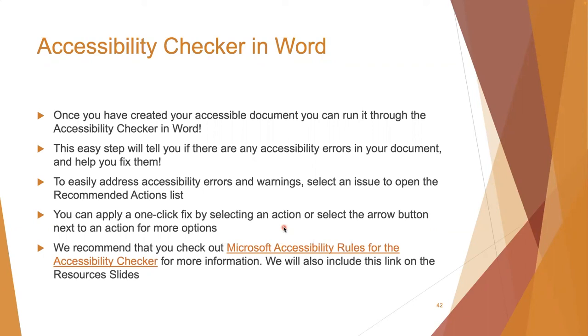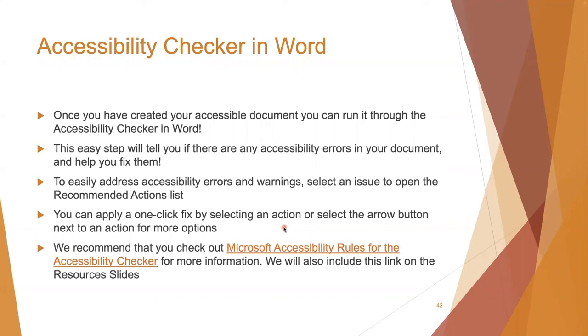And it can address accessibility areas and warnings and recommended actions. You can apply a one-click fix by selecting an action or select the arrow button next to the action. I'm going to show you how to do this, so don't worry. We recommend that you check out Microsoft Accessibility Rules for Accessibility Checker for more information. We'll also include a link in the resources slides at the end.